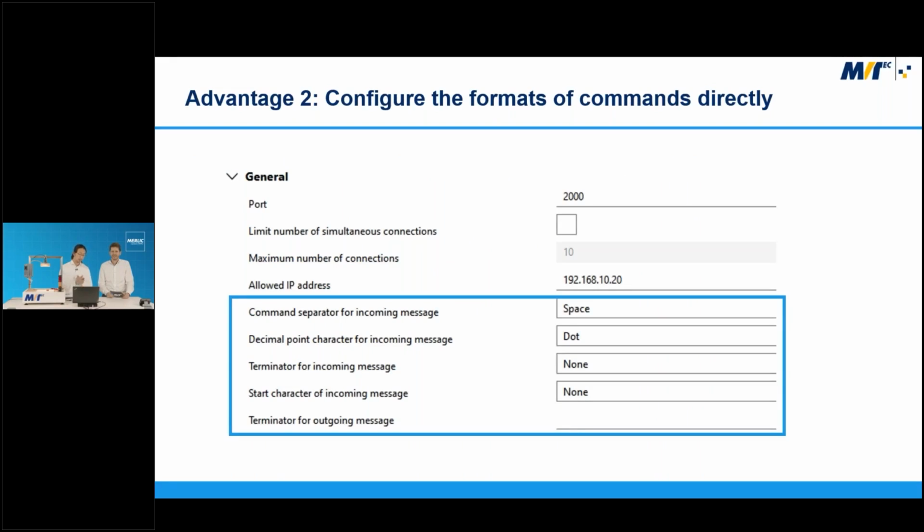We can configure the command separator for incoming message. We can configure the decimal point character for incoming message. We can configure the terminator for incoming message, the start character, and the terminator for outgoing message. To establish the connection, you only need to give the IP address and the port number.